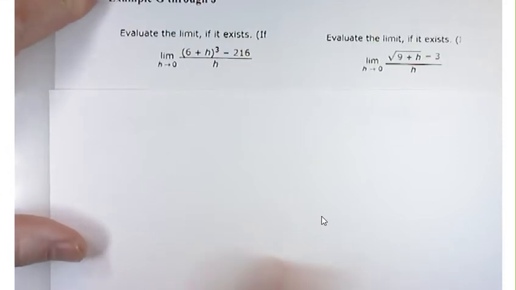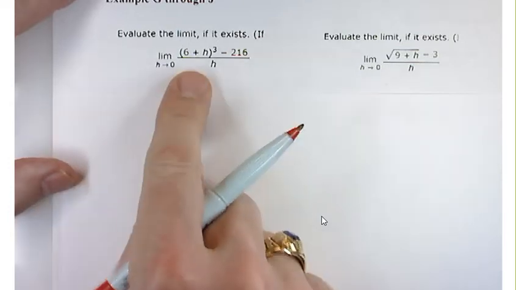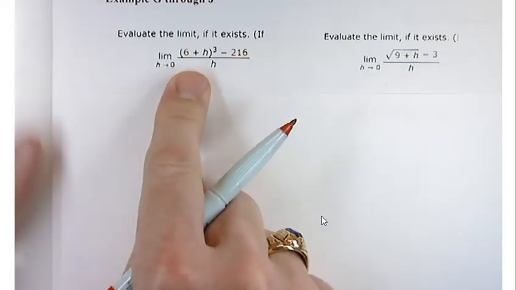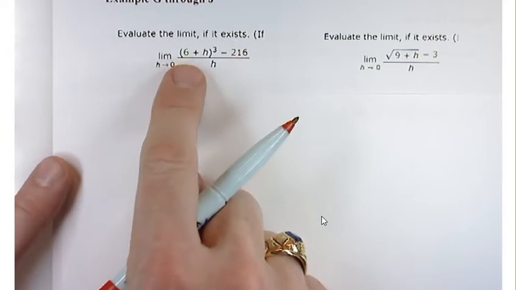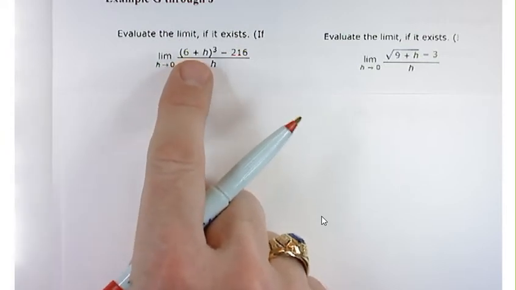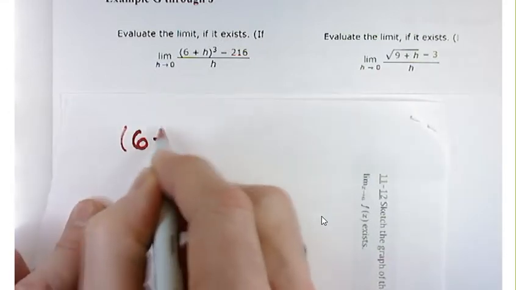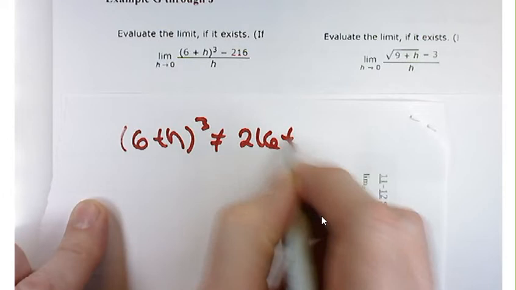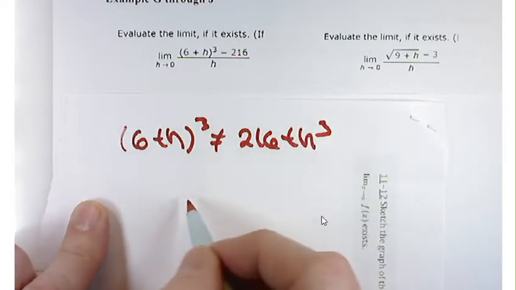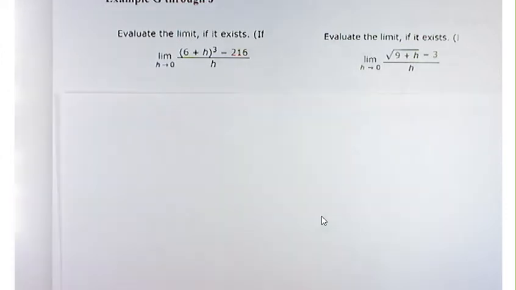Okay, so before I do this one, let me give you a little reminder. Do you guys know how to cube this out? 6 plus h cubed is not 216 plus h cubed. If you write that, just leave it blank. All right, just skip that because it's just way wrong.